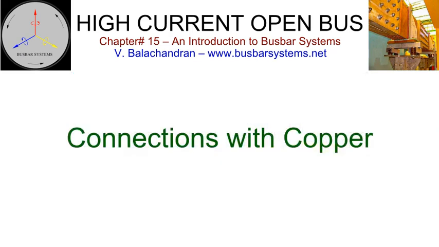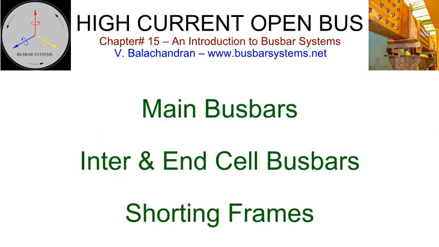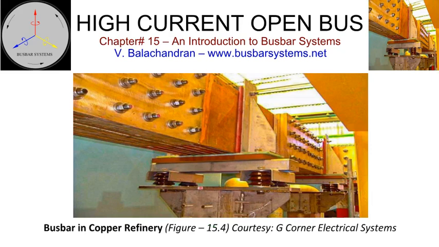Connections with copper. Here also the cells are connected in series and fed by a transformer-rectifier combination. The broad classification of the busbar systems in such plants comprise sub-assemblies as under: main busbars, inter and end cell busbars, shorting frames. Main busbars. Main busbars are routed as per the layout and mostly comprise factory-fabricated busbars bolted at the site.